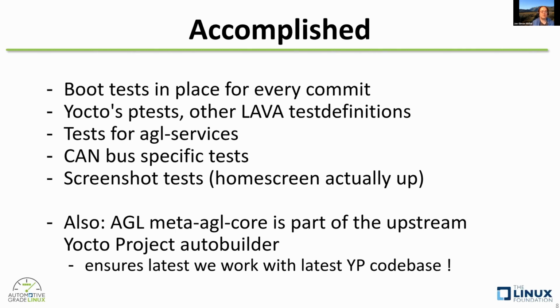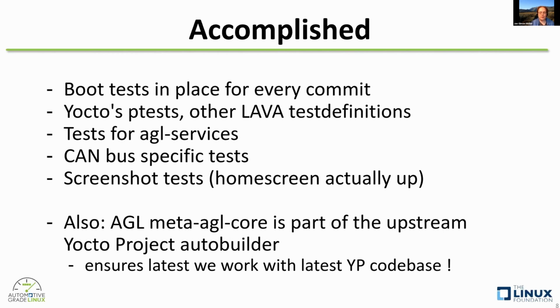Also, we are collaborating with our upstream project. AGL is a member of the Yocto project, and as part of that, we can add our layer, in this case meta-agl-core, to the Yocto project's own CI infrastructure, the Yocto project autobuilder. And with this, we ensure that our core layer also works with the very latest code base. So we can now say that the next Yocto version will work with AGL as well.